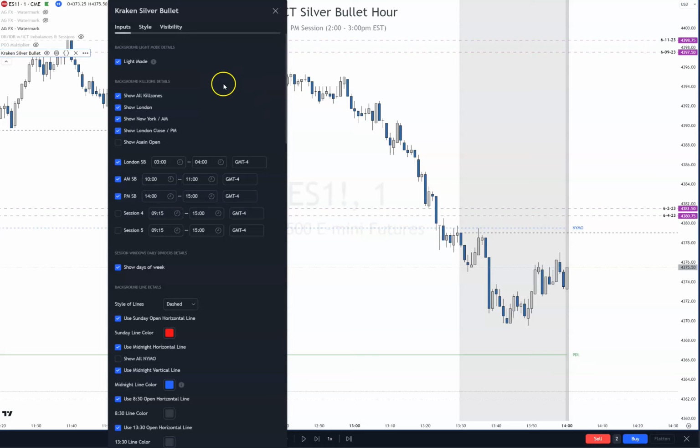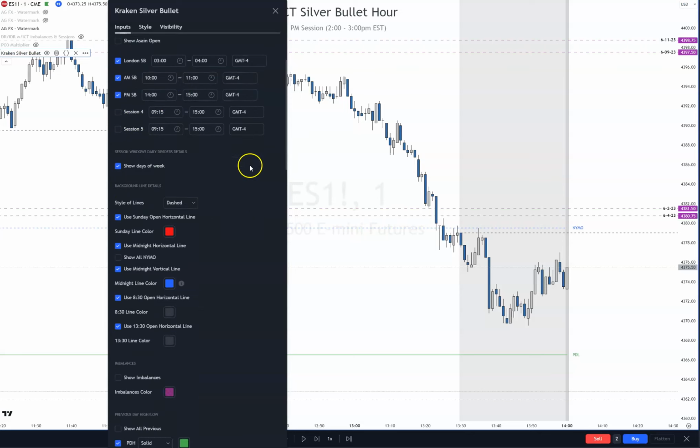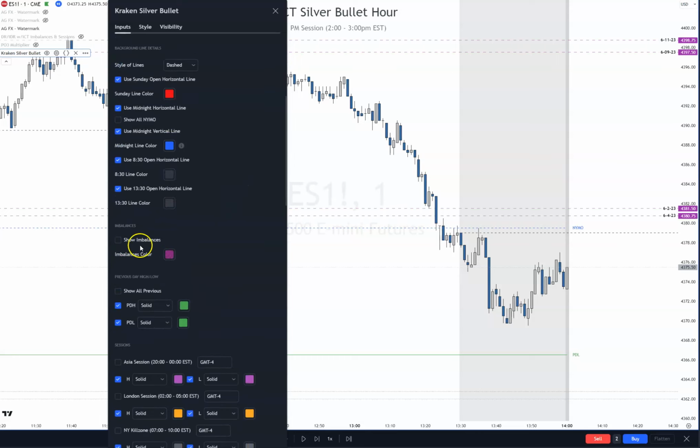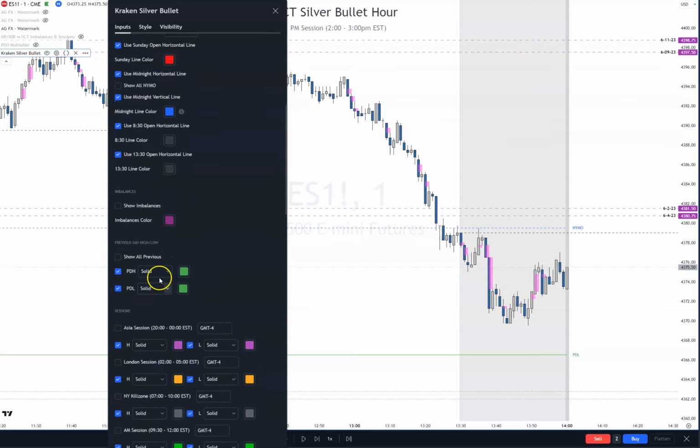So this is the Kraken Silver Bullet indicator. The first half portion here is the dark gray backgrounds, the Silver Bullet sections. You have 2 additional sessions here that you can do, and then all the kill zones, the Sunday opening price, the New York midnight opening price. You have the 8:30 opening price and the PM session opening price. You also have imbalances. Then you have the previous day high and low.